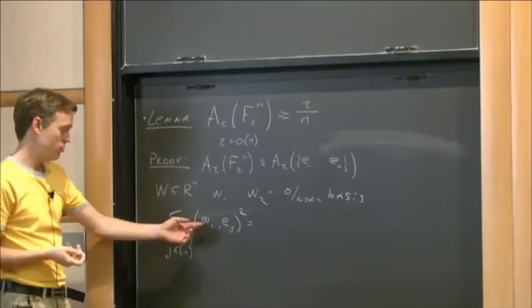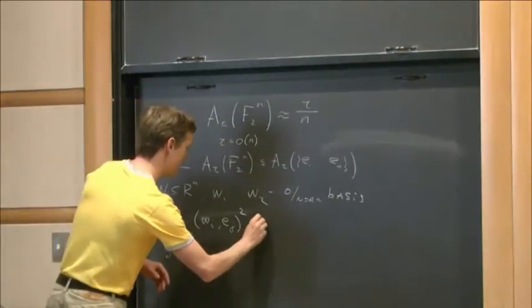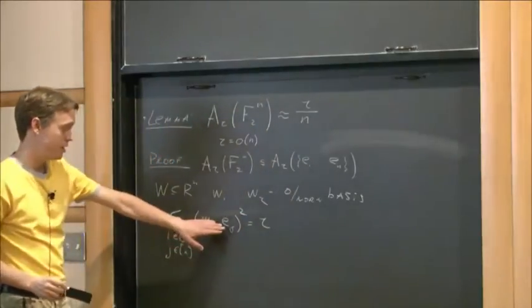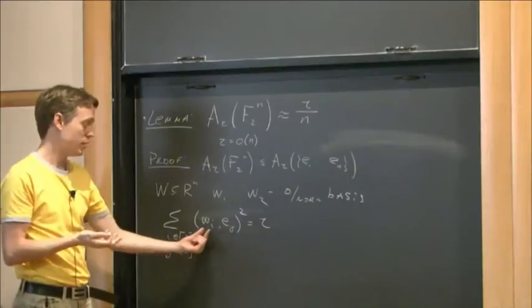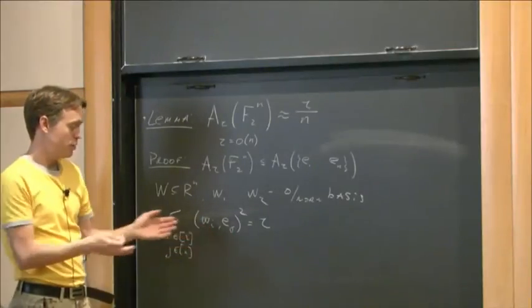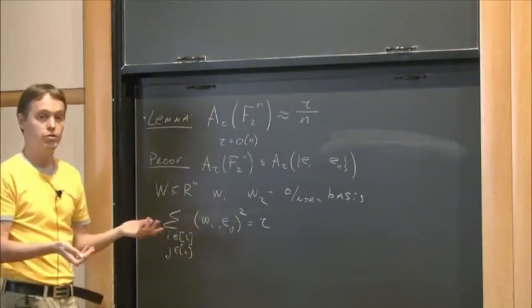I'm saying that this sum is going to be, in fact, exactly r, because the ej's form an orthonormal basis. They don't change under embedding at all, because they're unit vectors. So for every wi, I'm just taking the sum of projections on all of these vectors. So the sum is going to be r.